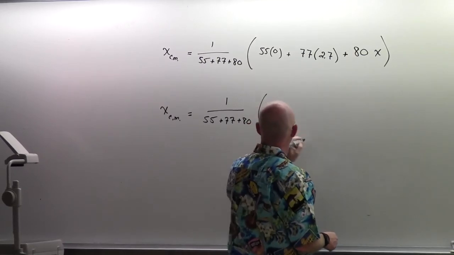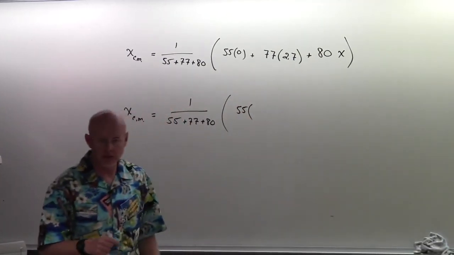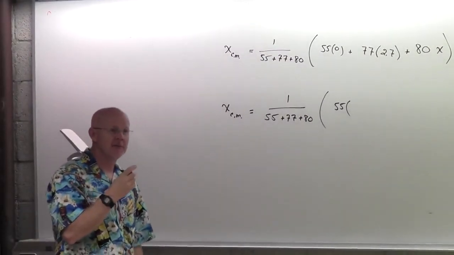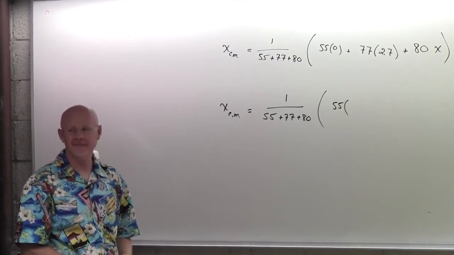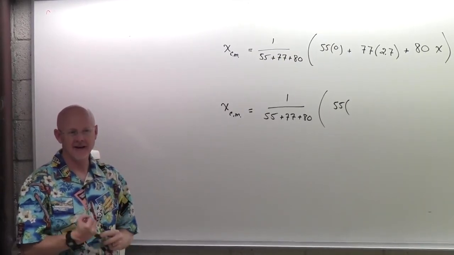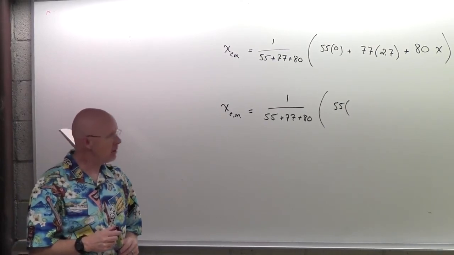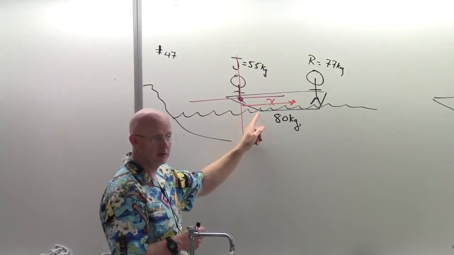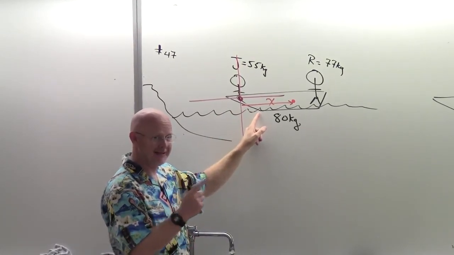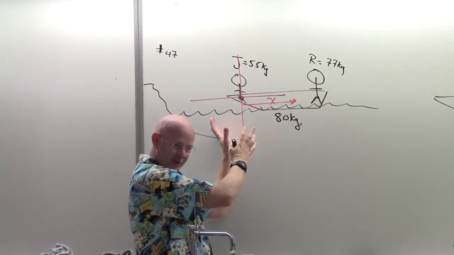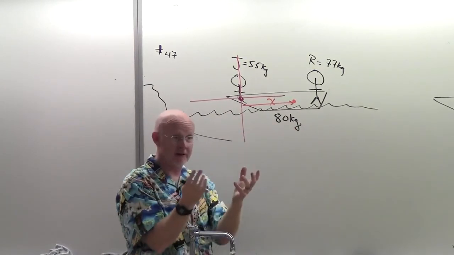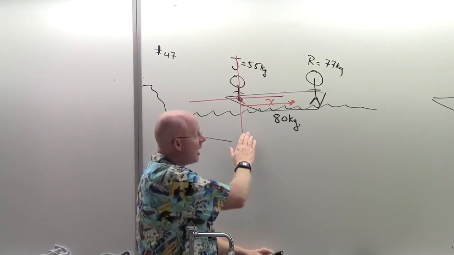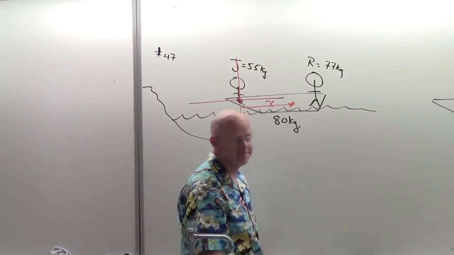Juliet, still 55 kilograms. But where is she? Is she at 2.7? 2.6. Oh, zero always. She's in center, right? No. I mean, I agree. She moved. So she starts walking. But didn't the boat and Romeo move towards her as she was walking? Right? Wasn't that our whole discussion 5 minutes ago? So does Juliet walk the whole 2.7? No.